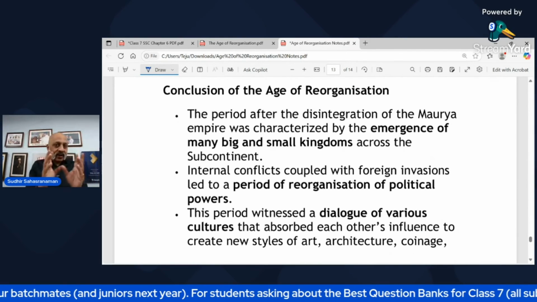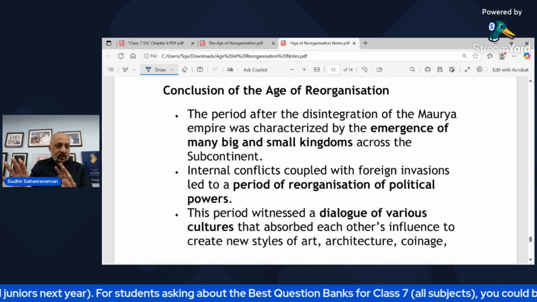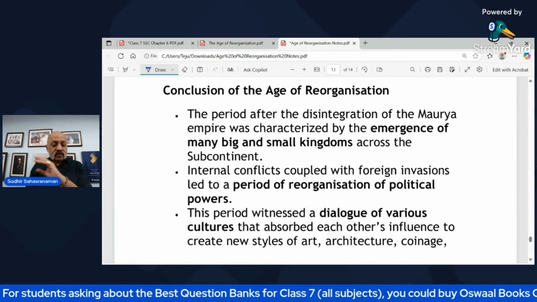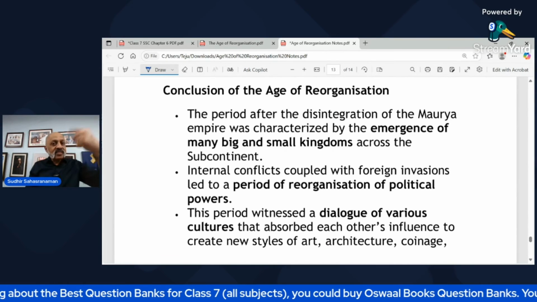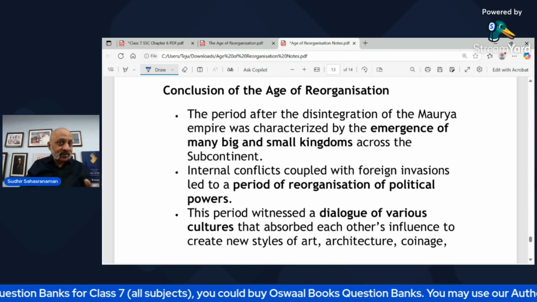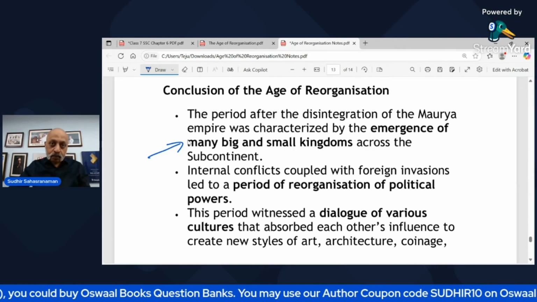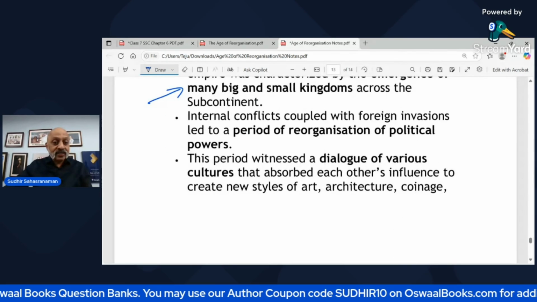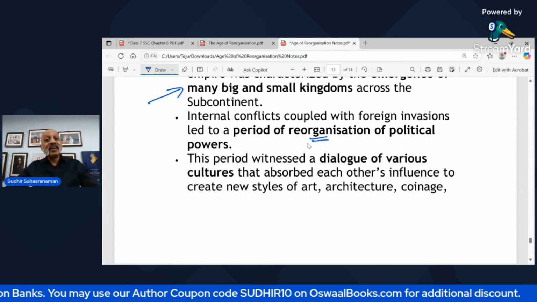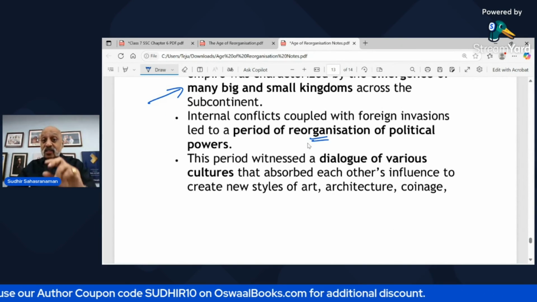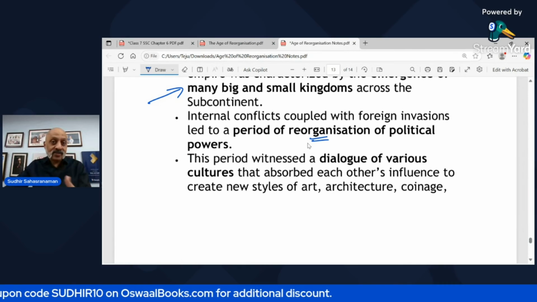So at the end of this particular chapter, what I want to highlight, if we have to look at it in a nutshell, is that we have learned about different kingdoms and the culture and the art that was followed. So essentially, this is the period after the Mauryan Empire. That is something which I'm sure you know. Many small and big kingdoms came up, right? Then there were internal conflicts, and that led to reorganization. It led to intermingling. It led to synthesis. Please use these words in your answers. It will really help highlight it much better.